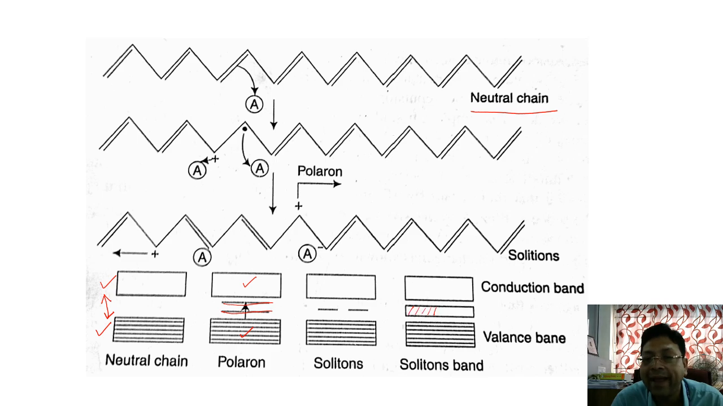So this band is located in between the valence band and conduction band. Because of this intermediate soliton band, the electron can easily percolate from the valence band to the soliton band, and further from the soliton band to the conduction band. In this way, the conductivity of the polymer can be enhanced.